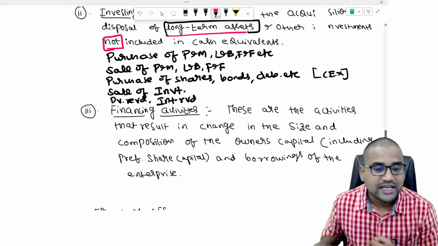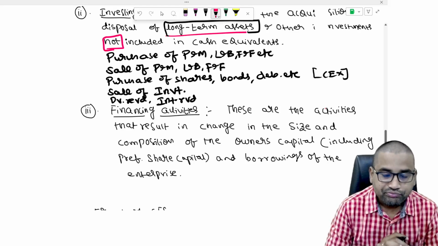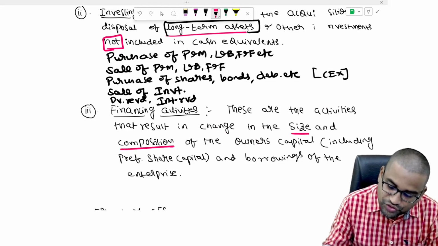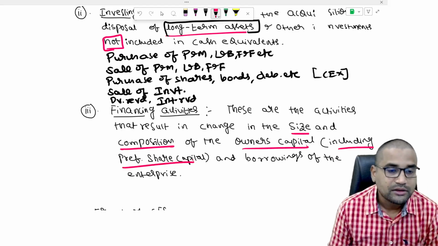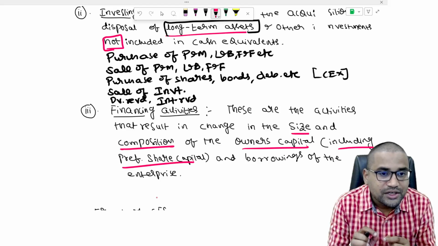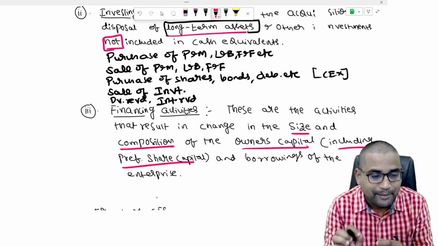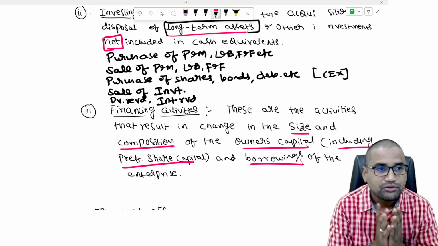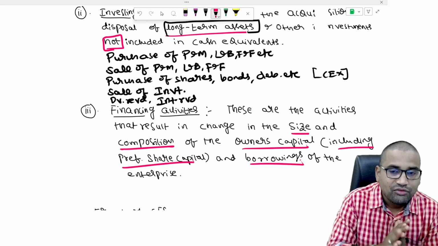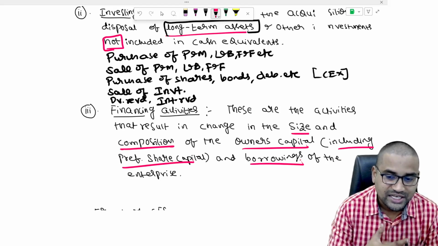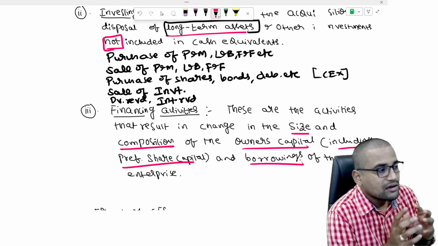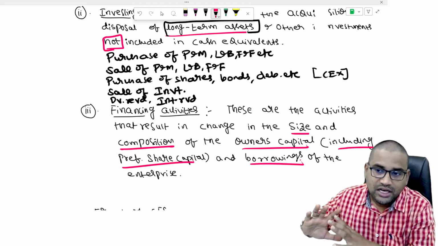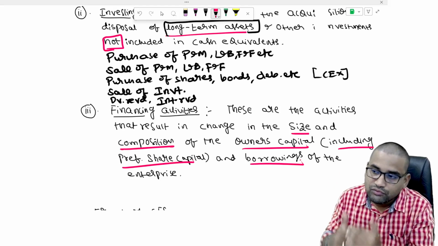And then last one, financing activity. See, what is financing activity? These are the activities which result in change in the size and composition of owner's capital, including preference share capital. All transactions relating to capital, including preference share capital and borrowings of the enterprise. If you observe carefully, in Accounting Standard 3, how they have classified cash activities is: first they are saying, for which purpose you incorporated as a business and what is your main activity, relating to that, whatever inflow or outflow, consider under operating.